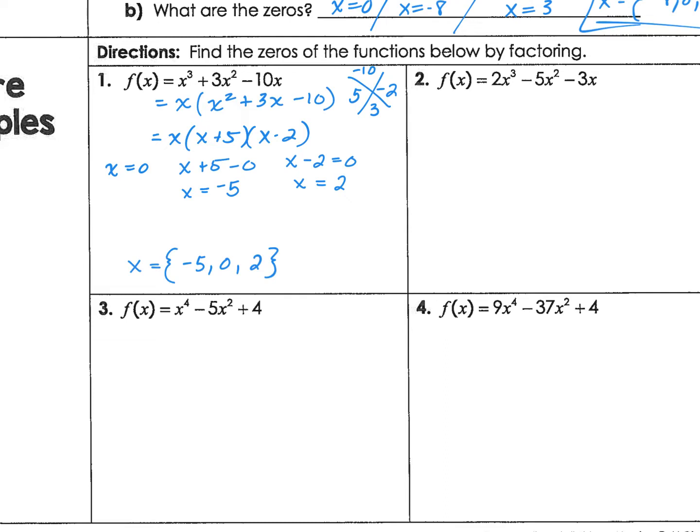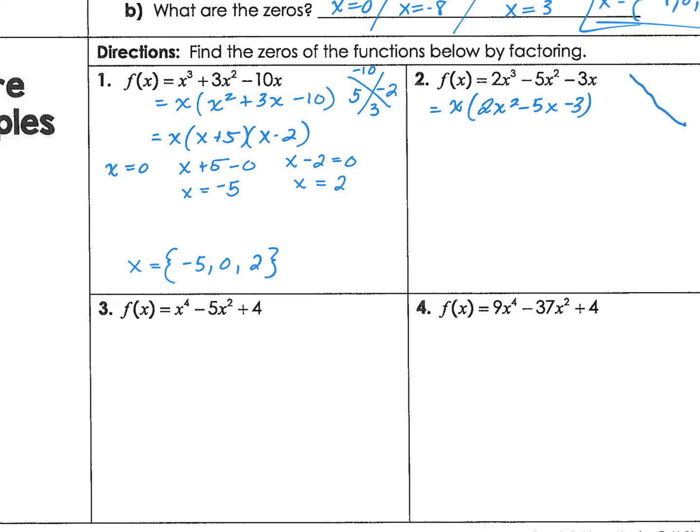All right. So let's look at number 2. Why is number 2 a little bit different? It's not quite as easy, is it? There's a number in front, isn't there? Well, that just means we're going to have to factor by grouping. So it'll take just a little bit longer. So what's the first thing I can pull out of every term, though? X. The key to these is turning them into a quadratic so that you can factor them. So if we pull out an x, we have 2x squared minus 5x minus 3.